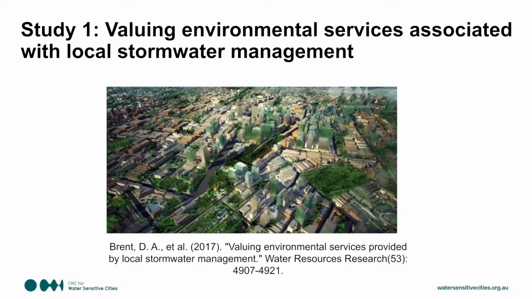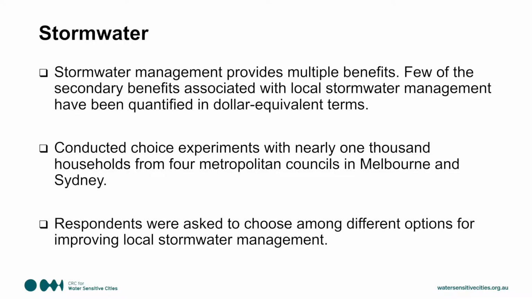The first one is local stormwater management, where we were interested to know if there is any environmental value of local stormwater management in Melbourne as well as in Sydney. We know that there are multiple benefits associated with local stormwater management, but the question was, how do you quantify these, and how can you use those numbers in a more formal evaluation of the benefits of stormwater management projects? In this case study, we applied a choice experiment, which is a survey-based method, where we asked people to choose among different options for improving local stormwater management.